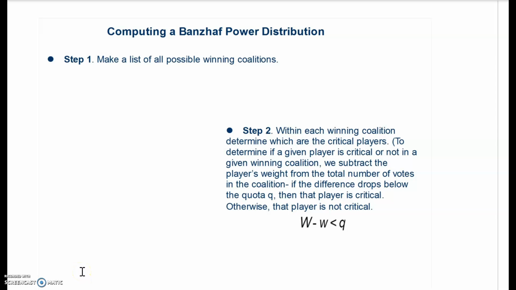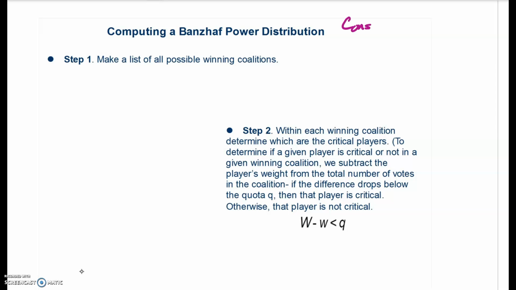Okay, we're going to calculate a couple of Banzhaf power indices as well as try and put together the Banzhaf power distribution for a weighted voting system today. Here's what we're going to do. I'm going to make up a weighted voting system.